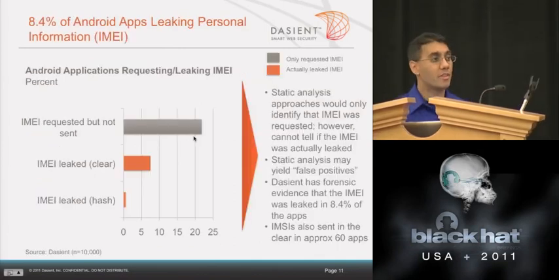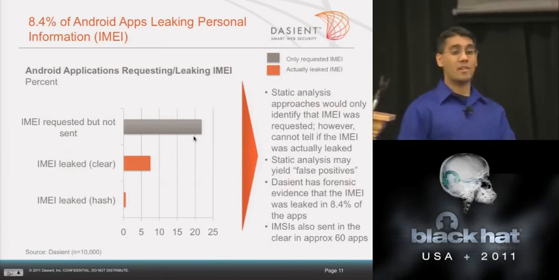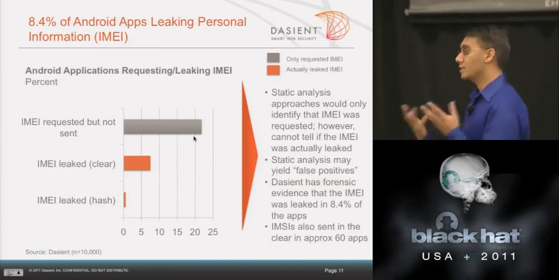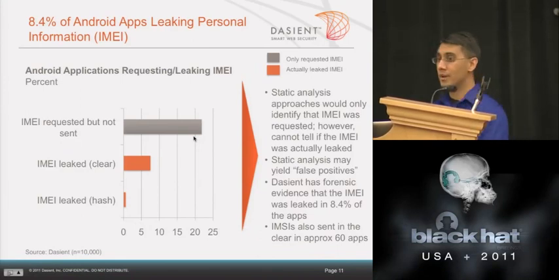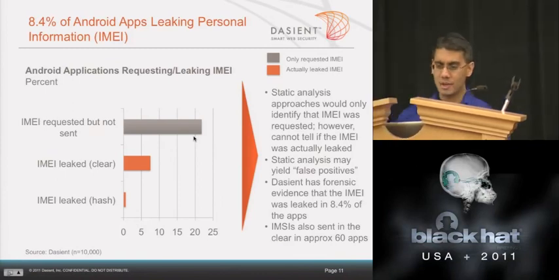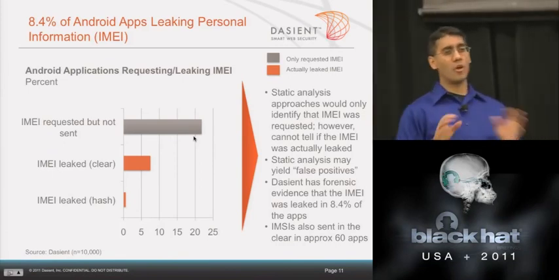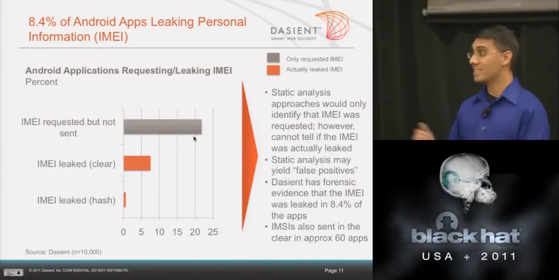So let's start with IMEI leakage. Out of the 10,000 applications when they were run in our behavioral analysis test bed, we found that 842 of them sent off the user's IMEI number, which is their International Mobile Equipment Identity, to a remote server. There's different levels of this, but by the way, I should mention that all of these applications did ask the user, hey, can I access the IMEI number? Or can I access the IMSI number?